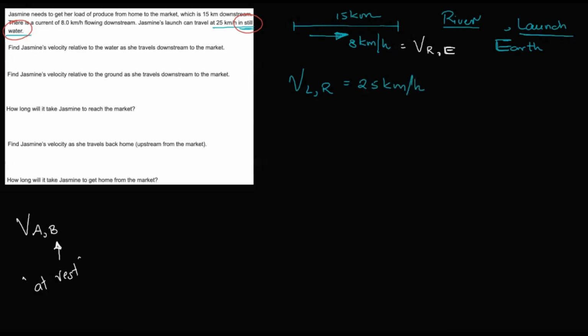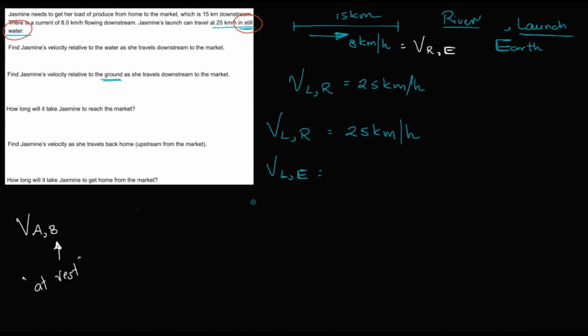The first question is to find Jasmine's velocity with respect to the water as she travels down to the market. So we are trying to find the launch velocity with respect to the river, that means the water, right? So V_LR is nothing but 25 kilometers per hour, right? Then we have to find Jasmine's velocity with respect to the ground, which is the Earth, right? Those are two different terms that you should familiarize yourself with.